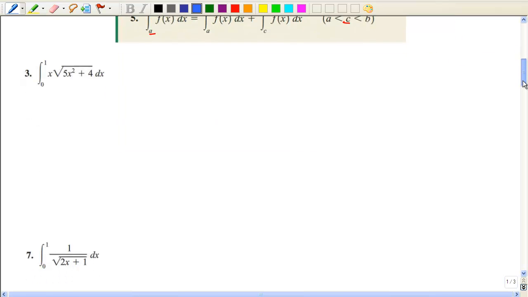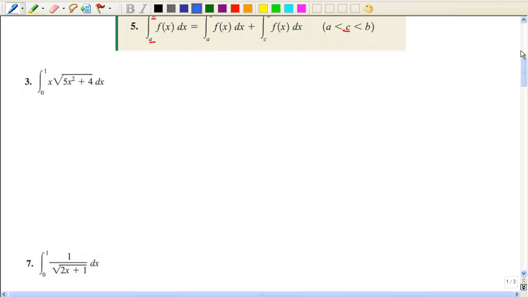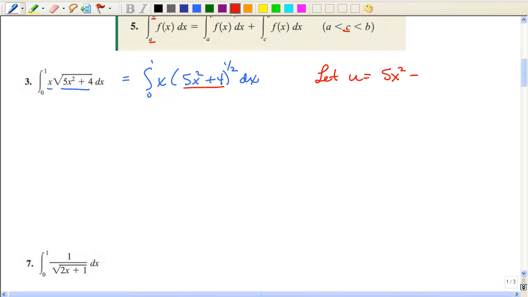We're going to be asked to find the definite integral. Well, this looks pretty complicated, and as you recall, let's rewrite the square root as an exponent. And when you have that, you might want to use that u-substitution. So we're going to let u equal 5x squared plus 4. Then we're going to take the derivative, and don't forget the dx.